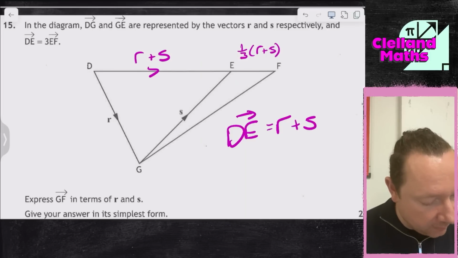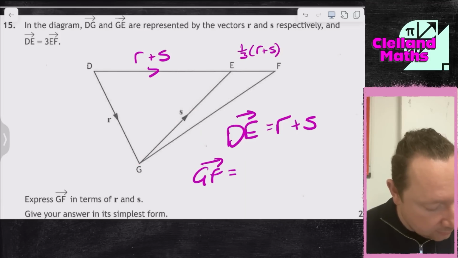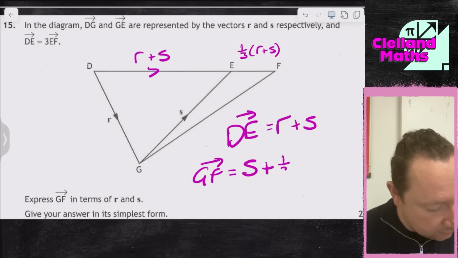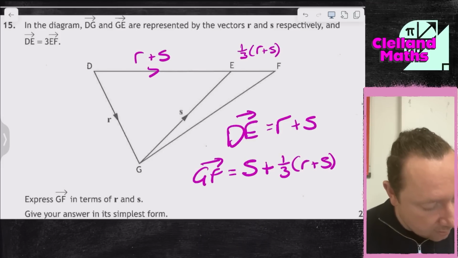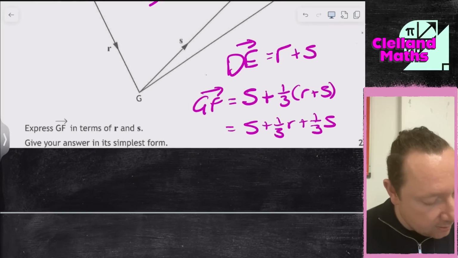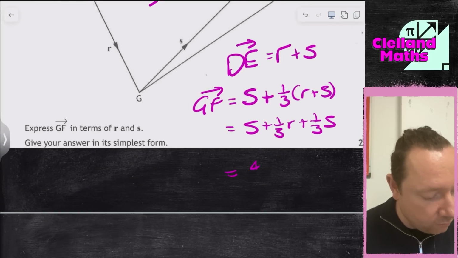And now I can find my G to F. G to F is going to be, starting at G, I need to get to F, so I can go up S, plus along here, which is E to F, a third of R plus S. Expand the bracket: S plus a third R plus a third S. S plus a third S is 4/3 S, plus a third R.